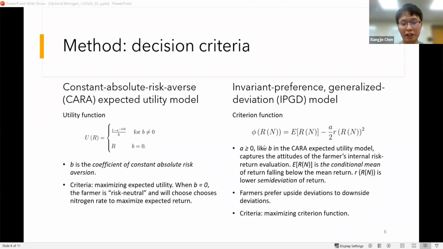In the IPGD model, we have a similar idea, where A is similar to B in the utility model and captures the attitude of farmers toward the risk. The expected return here is not the mean of the total sample, but the conditional mean of return falling below the mean return, and R is a risk measure that is the normal semi deviation of return. So in the IPGD model, we will maximize this criterion function to find the optimal nitrogen rate.